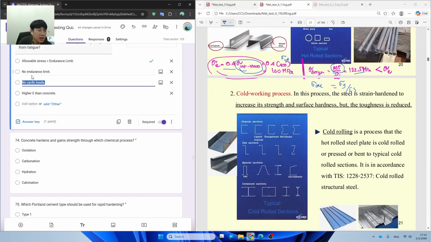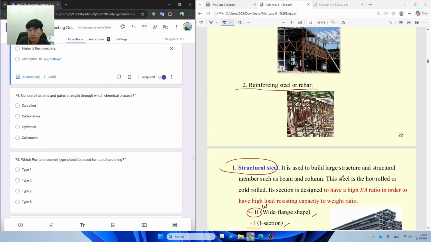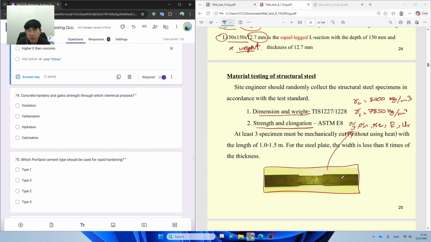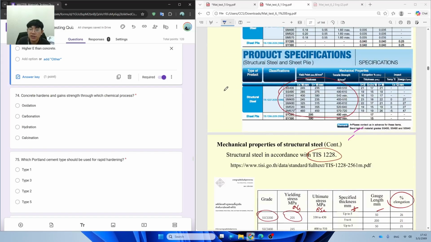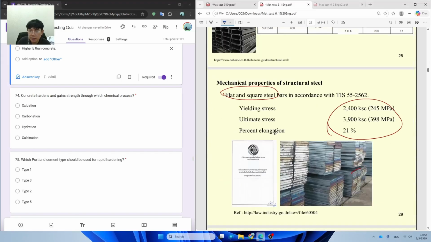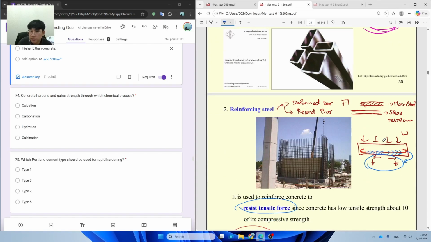So just check that allowable stress is less than endurance limit, and that's it. So these are many types of the materials. This one is from TAS. This one is the one that we just discussed about the grade of the steel. And what else? This one is another mark that I told in the class that you may need to remember, the percentage elongation from here.